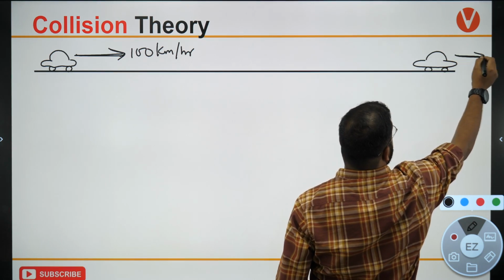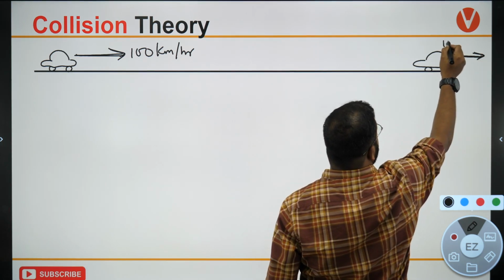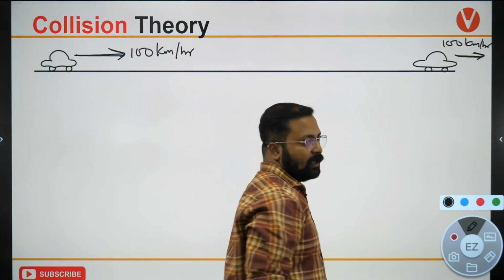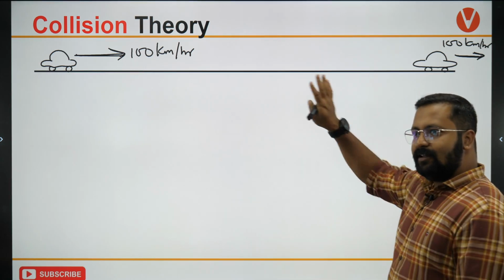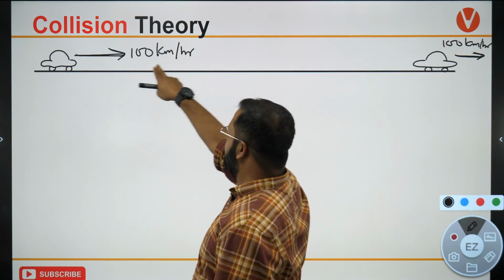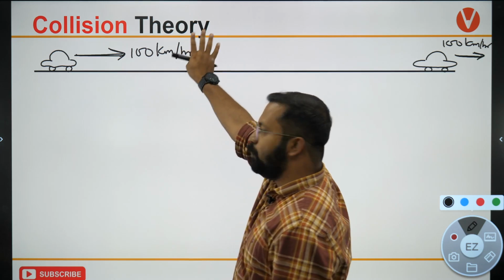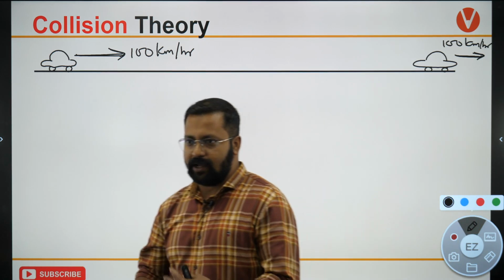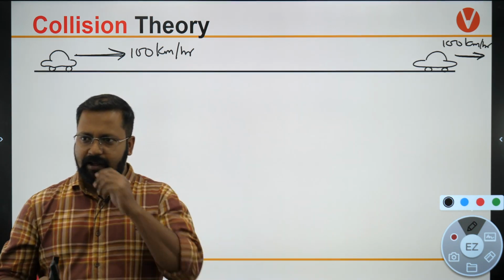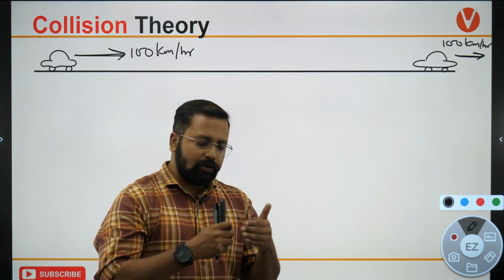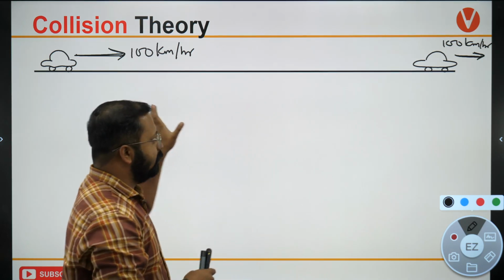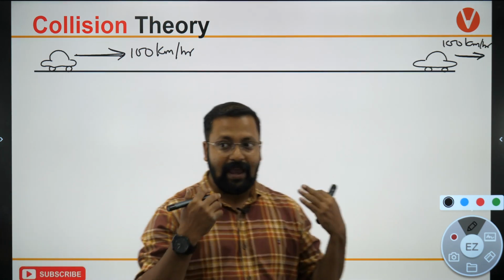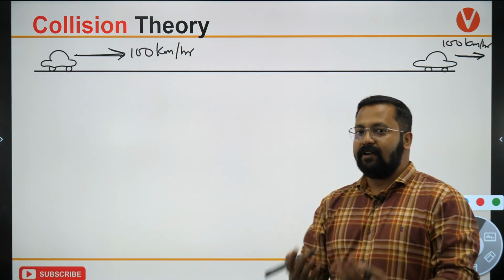This is moving in this direction with also 100 km per hour. So you can see that this car is moving in this direction at a speed of 100 km per hour. This car is moving in the same direction at a speed of 100 km per hour. Now what is happening? Both the cars are moving in the same direction, and the point is, are their energies optimum? They have very, very high energies.